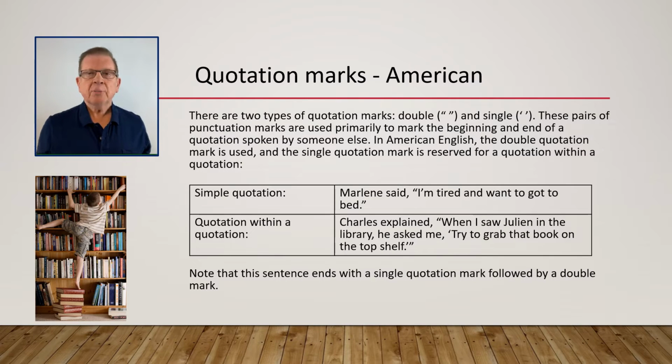Today, let's start out by talking about quotation marks. There are two types of quotation marks, double and single. These pairs of punctuation marks are used primarily to mark the beginning and end of a quotation spoken by someone else. In American English, the double quotation mark is used, and the single quotation mark is reserved for a quotation within a quotation. Examples: simple quotation.